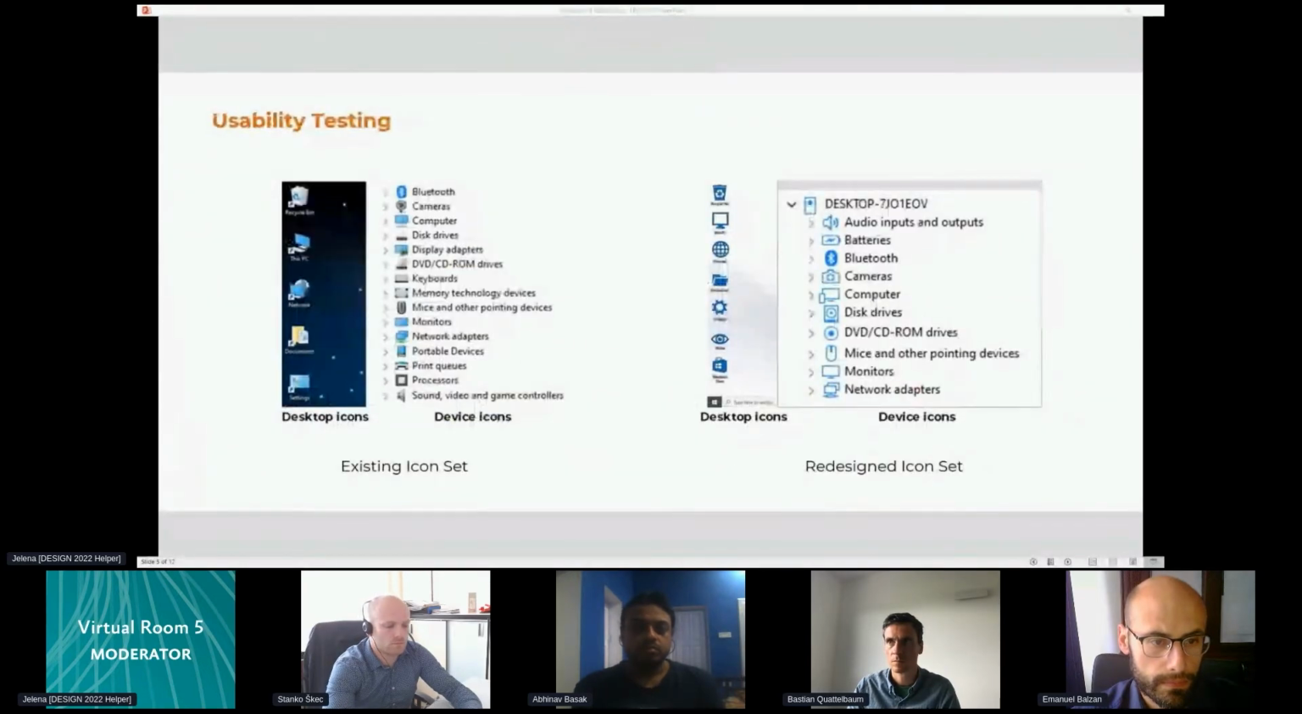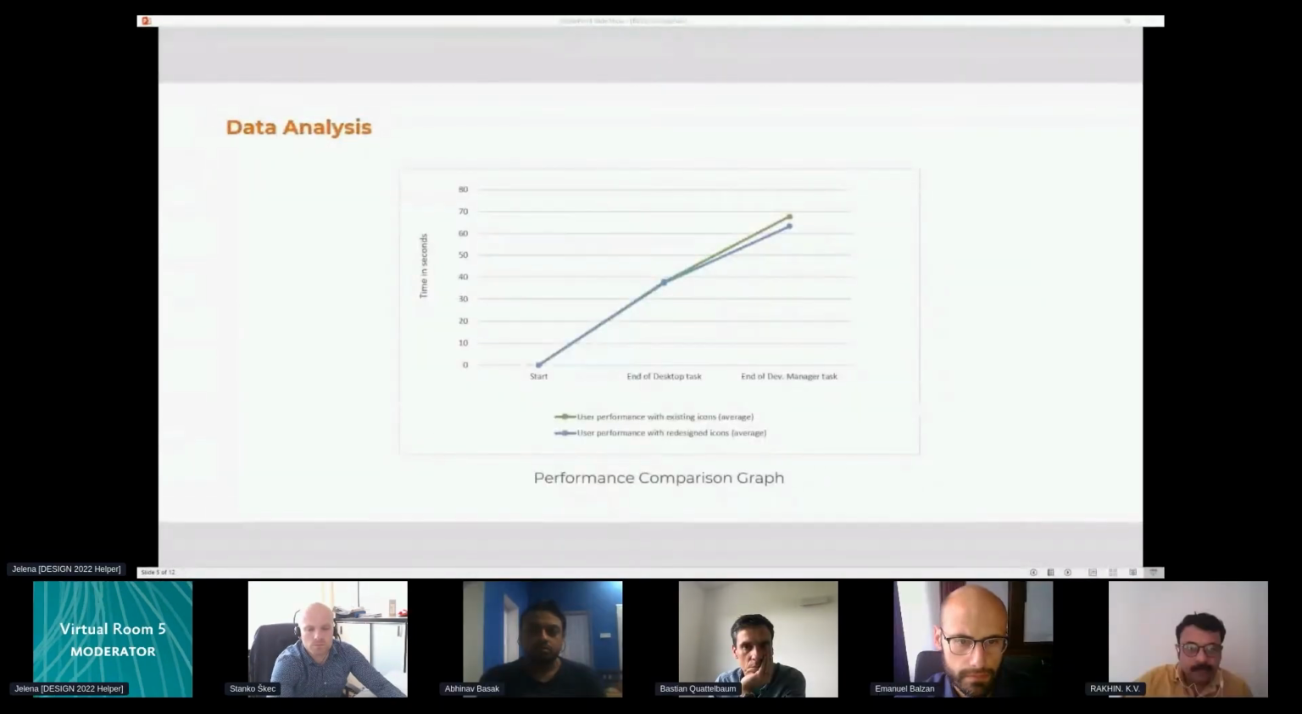To assess the performance of the design concept, 2 sets of mock user interface of Windows Desktop and Device Manager were developed, one with the existing icon set and the other with the redesigned icon set. All 22 participants who were diagnosed with color blindness participated in the experiment. All participants were asked to perform 5 tasks on each prototype with both icon sets, and the responses were recorded for comparison.